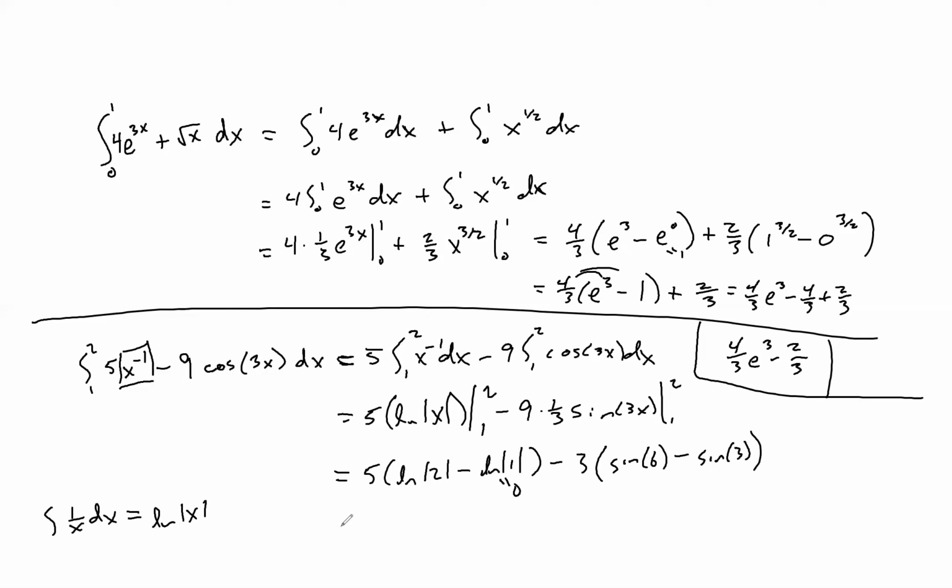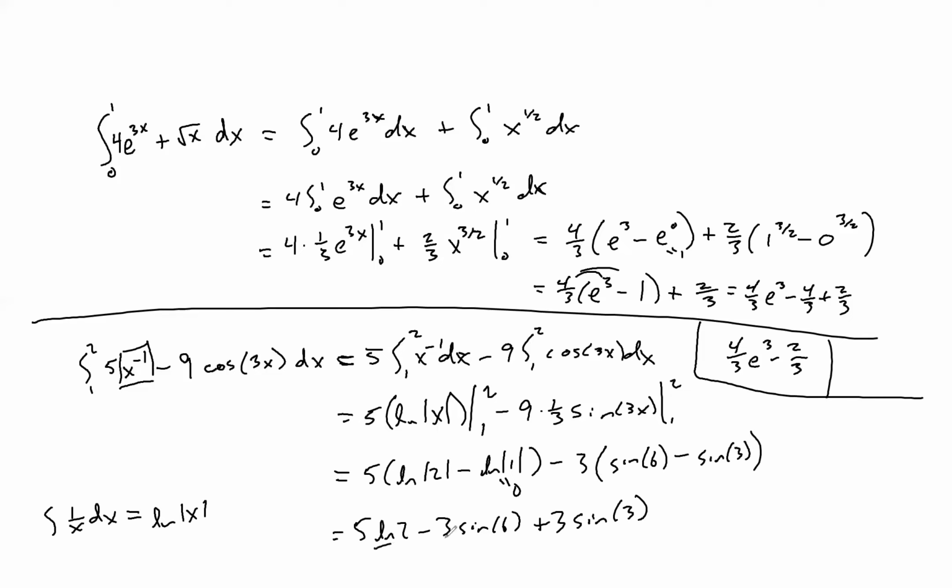So really the only way I can clean this up, and also I don't have to write the absolute value here because the absolute value of 2 is 2. So I have 5 times the natural log of 2. And if I like, I could go ahead and distribute the minus 3 into the parentheses, so I'd have minus 3 sine of 6 plus 3, I'm distributing a minus 3 to a minus, so that becomes plus 3 sine of 3. And really, that's as good as we can get.